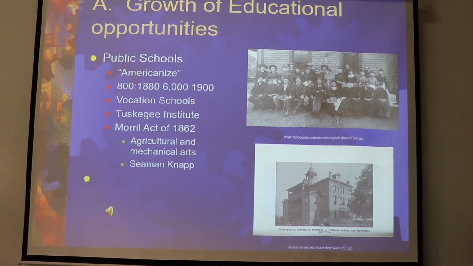Vocational schools were really pushed in the South. There's a picture of Tuskegee Institute that was built by Booker T. Washington. The Morrill Act of 1862 granted each state 30,000 acres per representative and senator, the proceeds of which were to be applied to teaching agricultural and mechanical arts.